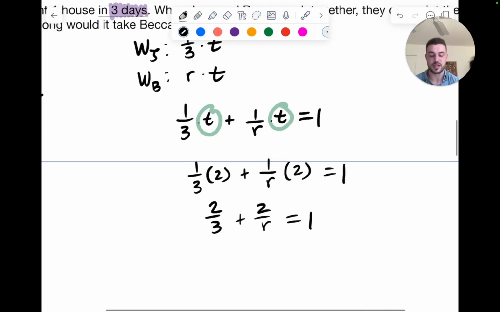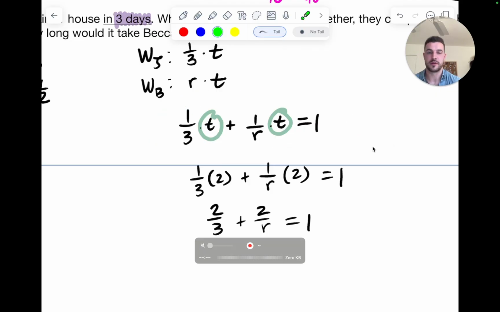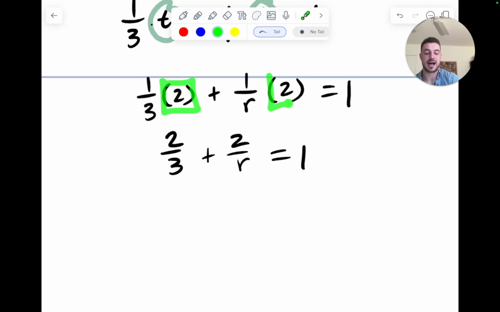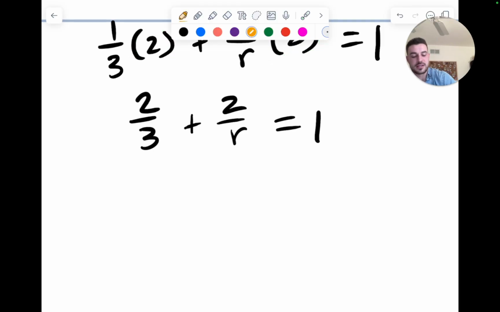So exact same setup as before. There was just some slightly different unknowns, okay? So we plugged in the extra information we were given, which in this case was the time it takes them together. And now we can solve this equation. So we need a common denominator. So I'm going to multiply my left part by r over r. And then my right part, I'm going to multiply by 3 over 3. And that's because my least common denominator is going to be 3r.